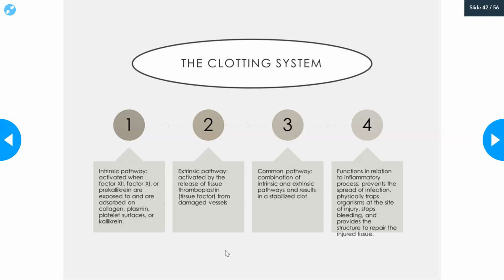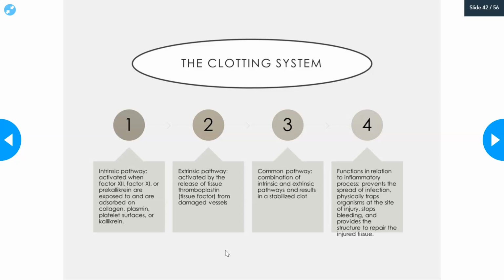The intrinsic pathway is activated when factor 12, factor 11, or prekallikrein are exposed to and adsorbed on collagen, plasmin, platelet surfaces, or kallikrein. The extrinsic pathway is activated by the release of tissue thromboplastin, or tissue factor, from damaged blood vessels. You start one or the other, and then they can join into the common pathway.